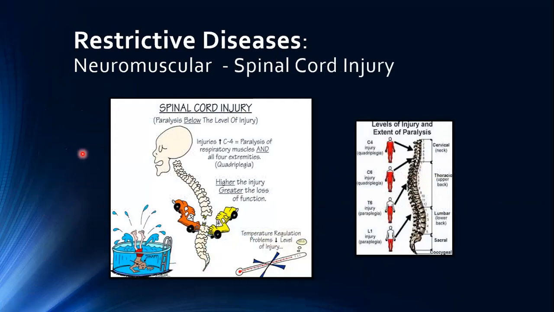All right. The last neuromuscular disease or issue is spinal cord injury. Very common sense. You have a car wreck and sever that spine. Anything below that spine area that you severed, you cannot do anymore. Okay. So let's look at it.